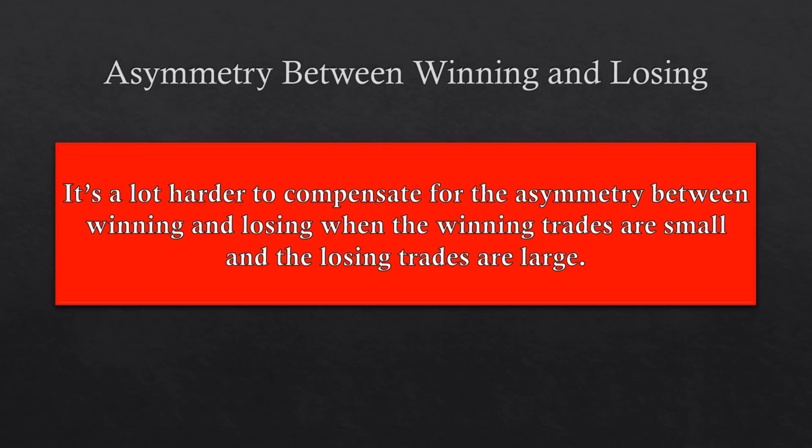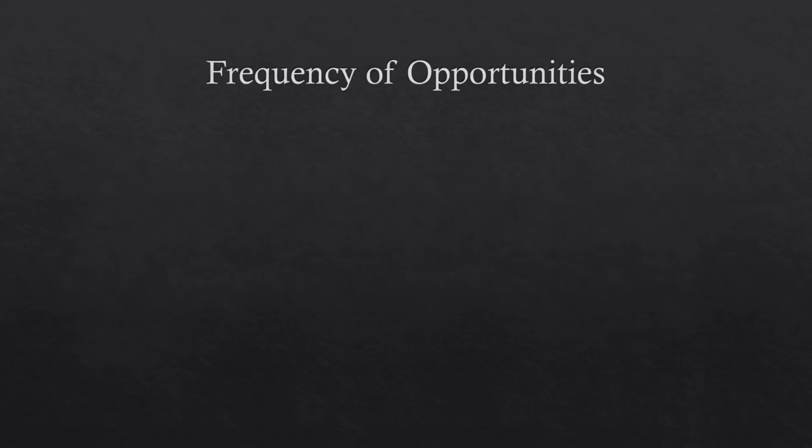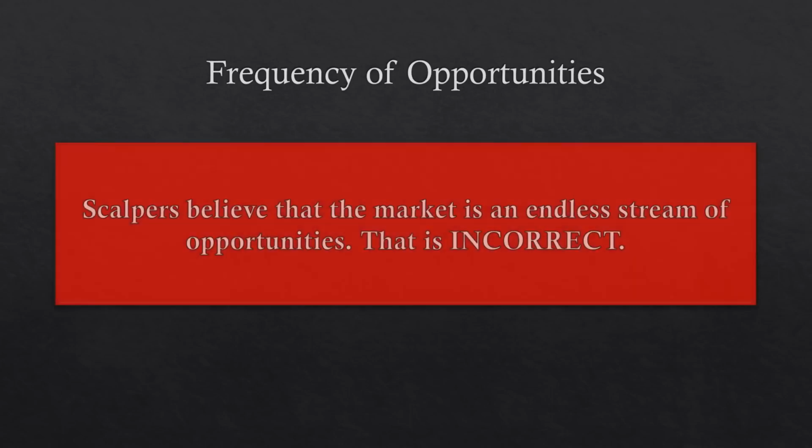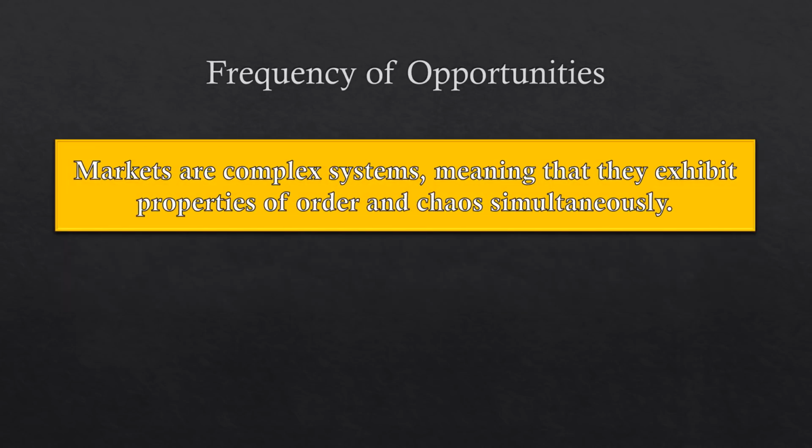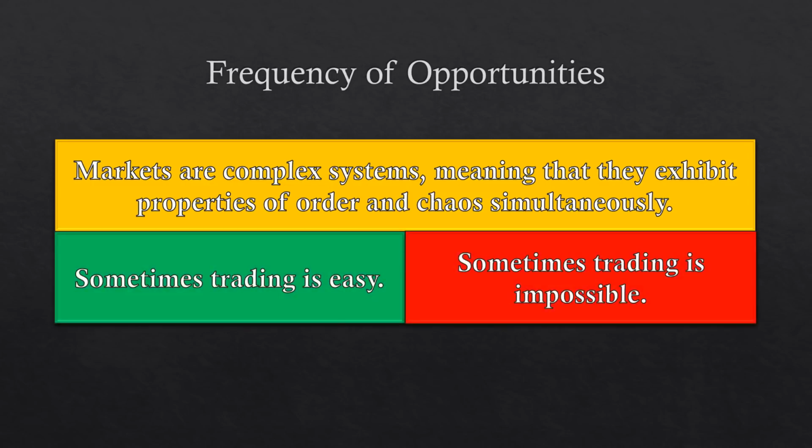Another problem with scalping is the frequency of opportunities. Scalpers like to believe that the market is an endless source of opportunities, and no matter what time of the day you enter the market, you can find good opportunities. That's not true for a few different reasons. Since the market is a complex system, meaning that it has both elements of order and chaos simultaneously, it's clear that there are times when trading is impossible, and there are times when trading is easy.